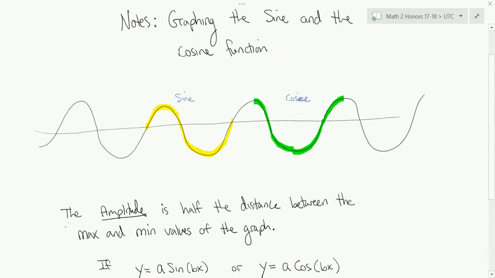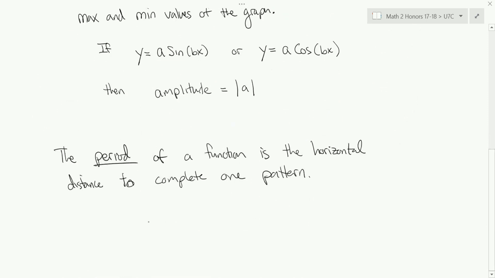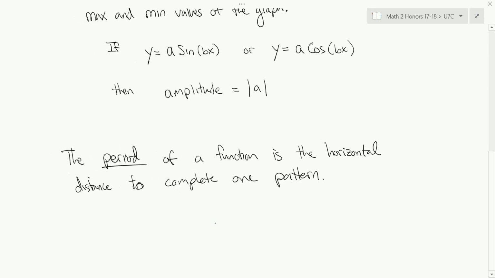You know, what I highlighted in yellow, that would be the pattern for sine. What I highlighted in green is the pattern for cosine. So what's that horizontal distance to complete one pattern? That's what we call the period of that function. And we can grab that from the equation as well.